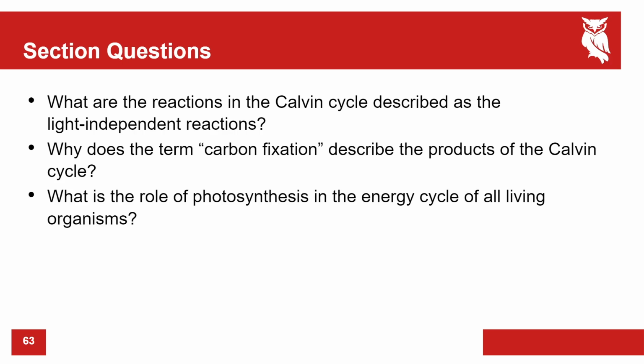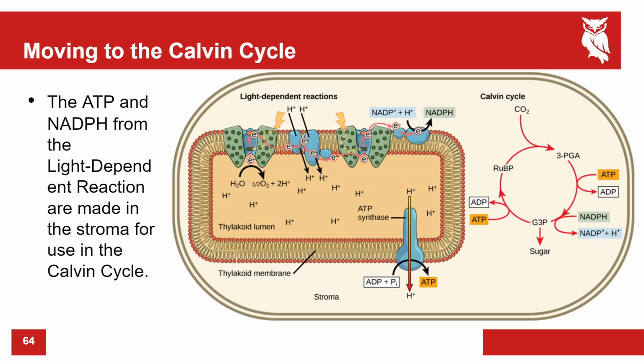What's the role of photosynthesis in the energy cycling of all living organisms? Because the producers are eaten by everything else. Yeah, right. In some way or shape. So all energy comes from photosynthesis, and again, photosynthesis is the opposite equation of cellular respiration. Very good. All right. So the ATP and NADPH that were created during the light-dependent reactions go into the stroma and are used as energy for the Calvin cycle. So again, this ATP goes over here. This NADPH goes over here too. It gives us the energy to make sugar from carbon dioxide.